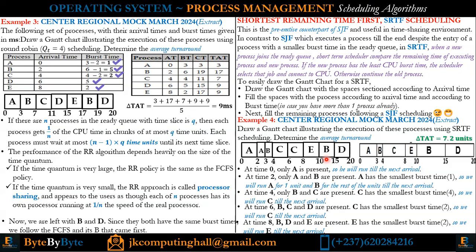As you can see, this is our turnaround time, so I will expect you to calculate. The average turnaround time is 7.2 units.